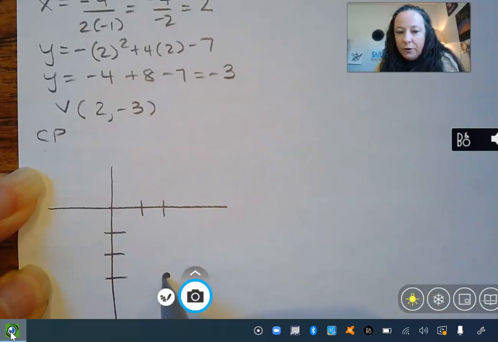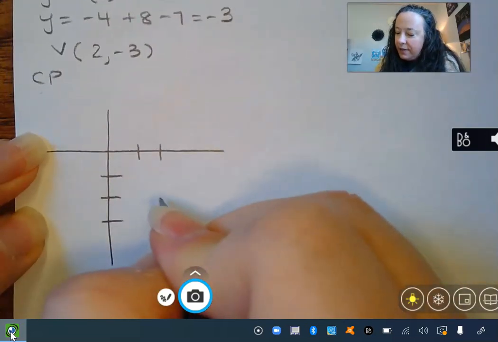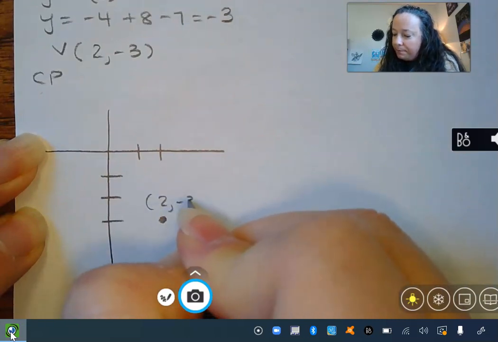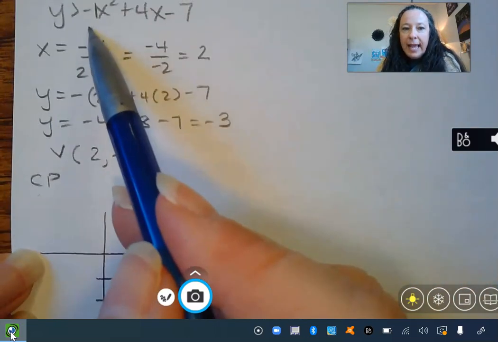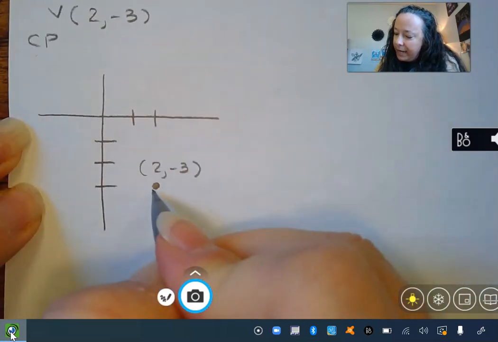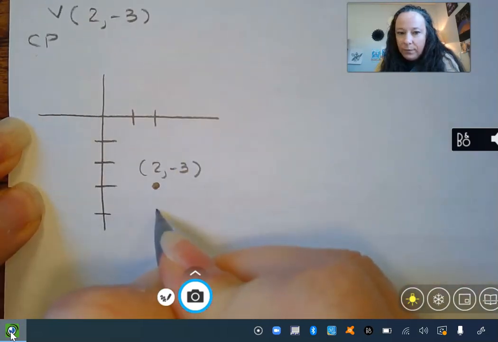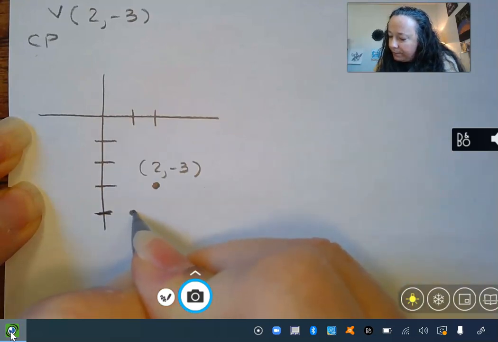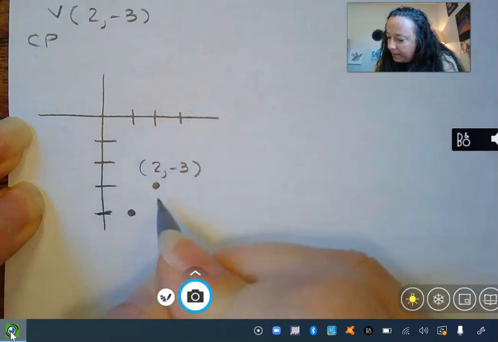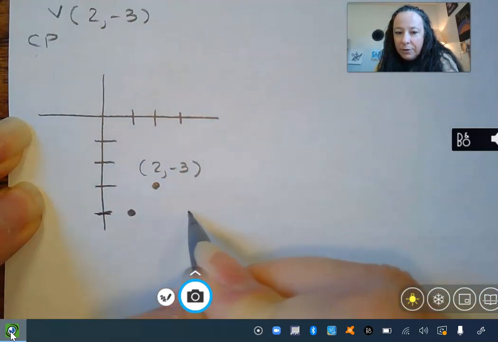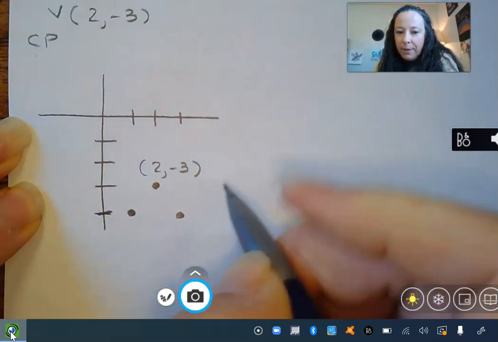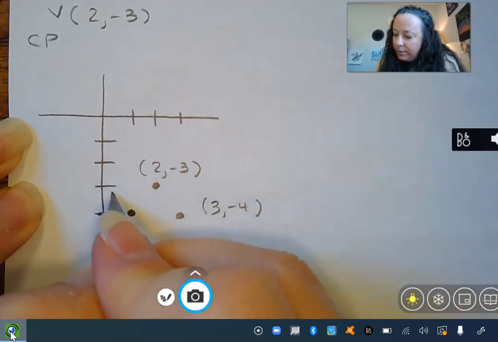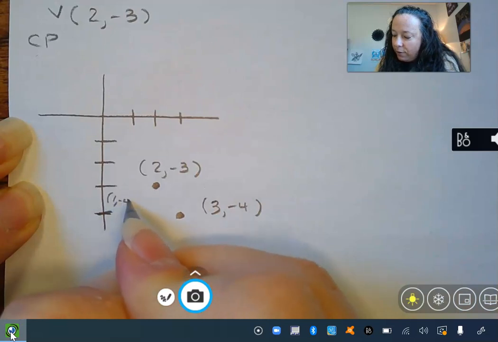So I've got 2, negative 3 as the vertex. I know that's the maximum because this opens down. I'm going to go ahead and label it. And because a was negative 1, like I said, from here I'm going to go down 1. Okay, so down to negative 4 here to the left 1. And then back up to the vertex, down 1 to the right 1. So these ordered pairs, this one is 3, negative 4, and this one is 1, negative 4.